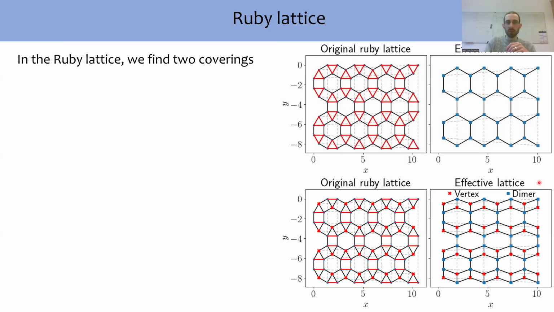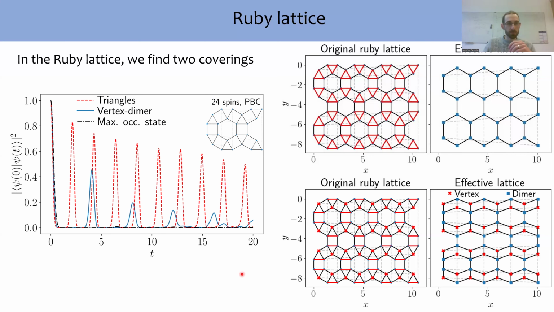So now we have our two candidate initial states. We can look at dynamics. And the triangle covering works quite well. The mix between vertex and dimer is a bit worse because the dimer oscillates at a frequency that is square root of 2 faster than the single excitation. So you get some kind of mismatch between them, but still, both of these states show clear revival, much better than whatever maximum occupancy state you try. So for some of these non-bipartite lattices, we seem to indeed find scarring, and pretty convincing scarring at that.